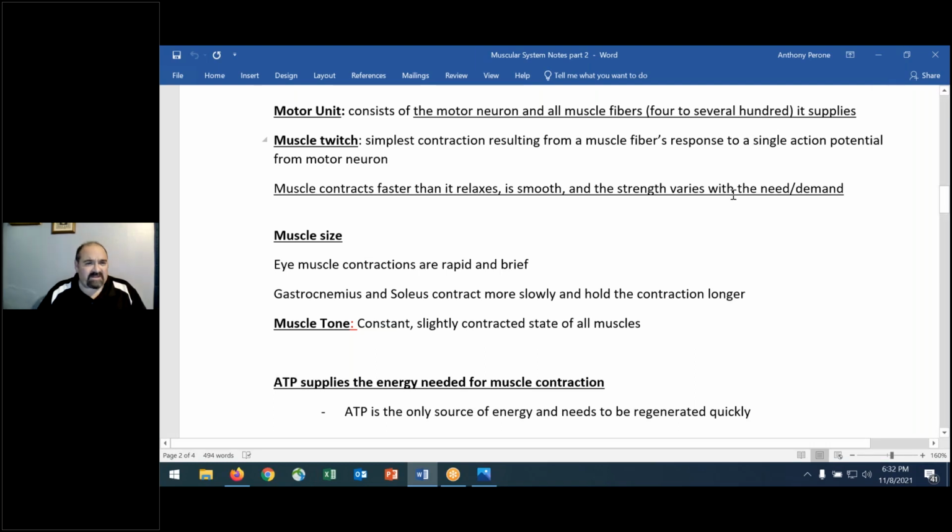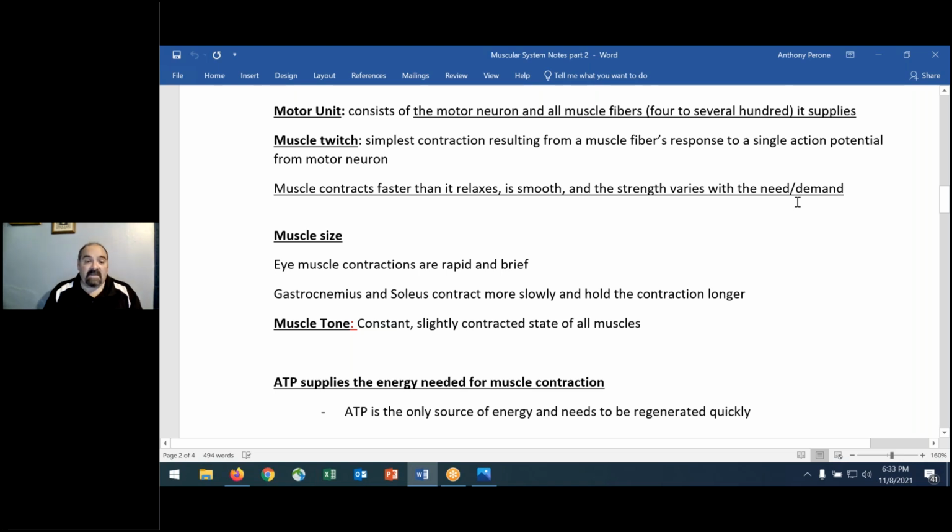You'll see here also a twitch. This is the simplest contraction. When you think of a twitch, you've probably had a twitch in your eye, in the facial musculature, where you feel that little twitch, and it could be a result of some type of virus that you're going through. It's involuntary, but it's a simple contraction, just a very quick little twitch. It's the simplest contraction, resulting from a muscle fiber's response to a single action potential from a motor neuron. The muscle contracts faster than it relaxes. That's important. It's smooth, and the strength varies with the need, the demand, the load that's placed upon it.